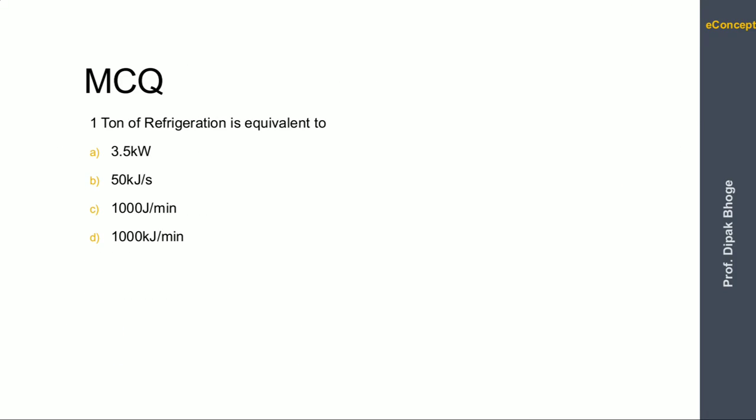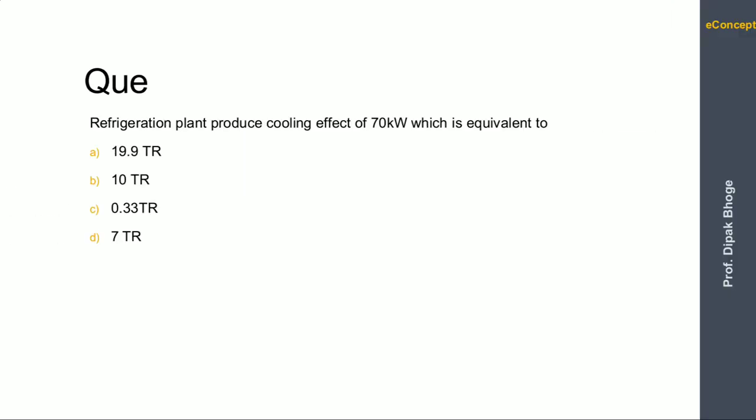Let us see one MCQ on this. 1 ton of refrigeration is equivalent to. So this question was asked in IES and many competitive exams. So this is very simple. Just now we have seen the conversion. 1 ton of refrigeration is equivalent to 3.5 kilowatt. So first option is correct.